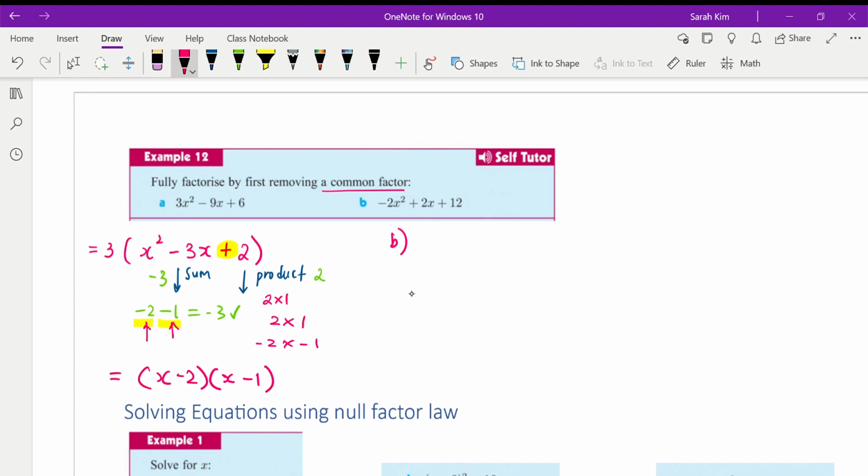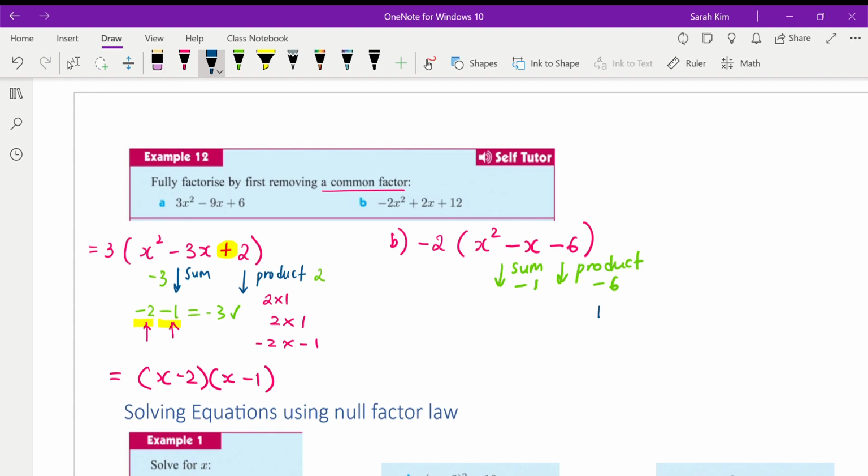Okay, so again, common factor, they're all divisible by -2. I'm just going to take the minus out because I don't like dealing with it. So I get x squared. If I divide the second term by -2, it'll be -x. And then the next term will be -6. So this is what I'm looking for. Product, which is -6. Sum, which is -1. So this is what I'm working with.